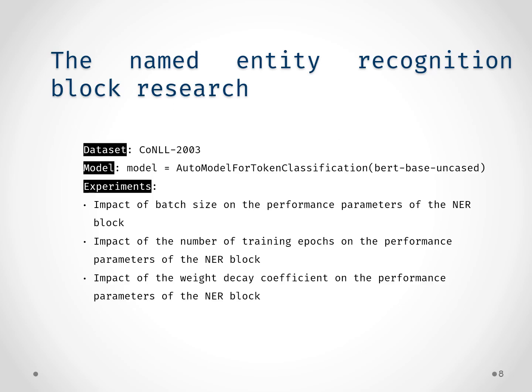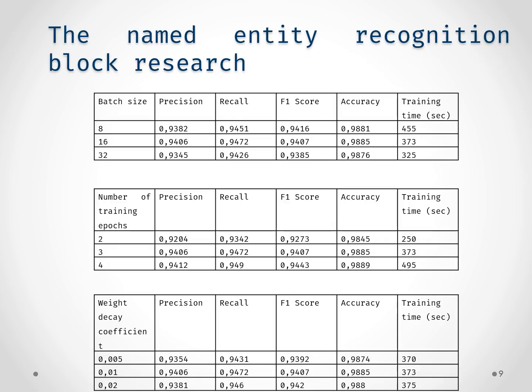The CoNLL dataset is a benchmark dataset for named entity recognition tasks. It is widely used in the field of natural language processing due to its well-annotated entities, including persons, locations, organizations, and miscellaneous entities. The experiments conducted are presented on the slide.